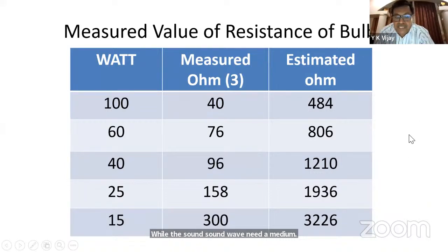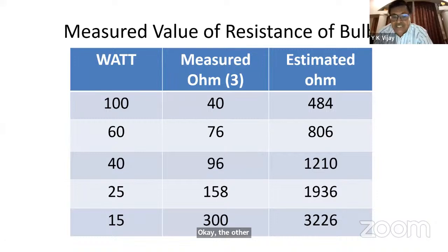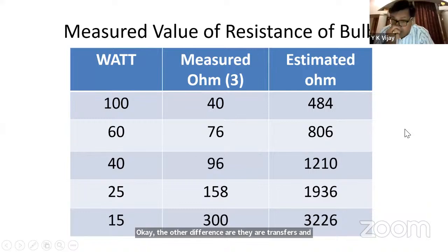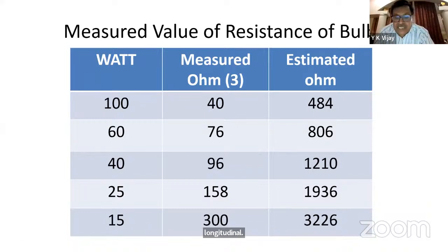The other difference is that they are transverse and longitudinal. Light wave, we call it an electromagnetic wave. Any source of light has some vibrations of atoms or electrons, which are responsible for emitting an electric field or magnetic field around it. And that is what we call electromagnetic radiation.